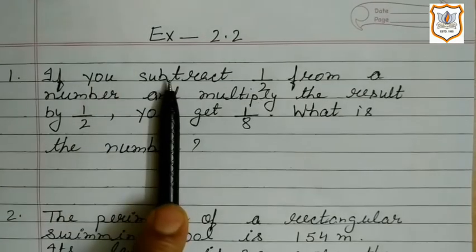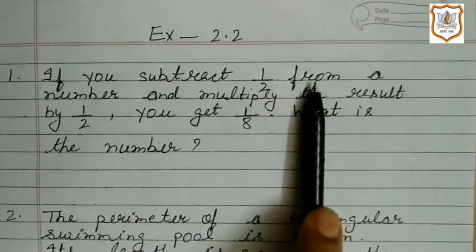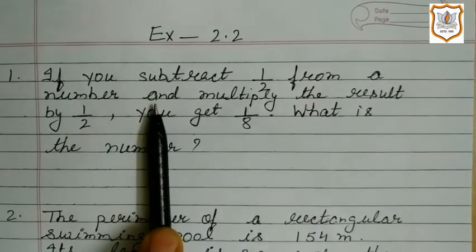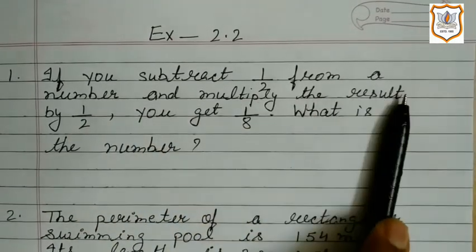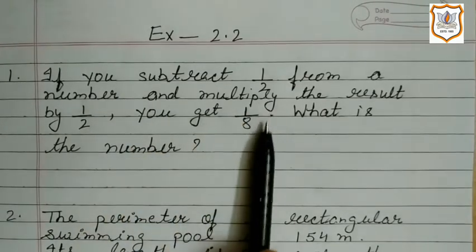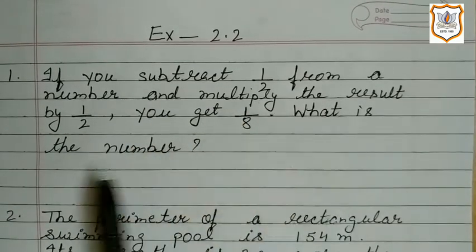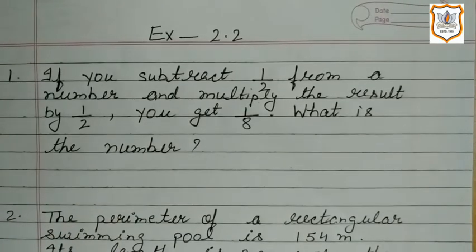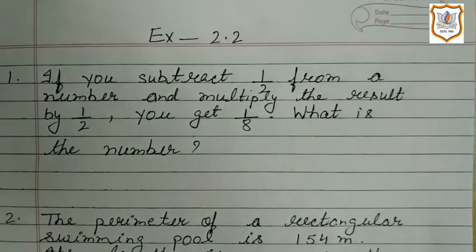If you subtract 1/2 from a number and multiply the result by 1/2, you get 1/8. What is the number? In this problem, we assume a number x. Then we subtract 1/2 from x. Then we multiply the result by 1/2.